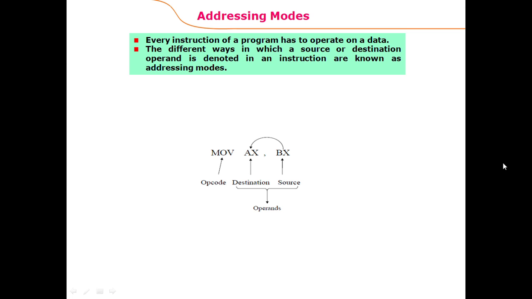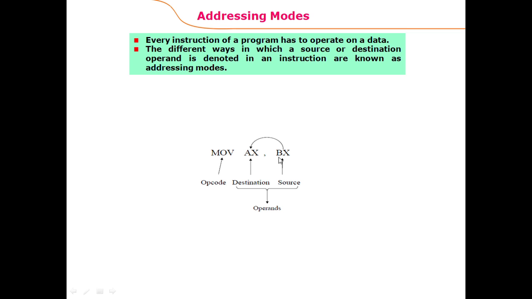define different ways to reach the data to be operated on by that specific instruction. The different ways in which a source or destination operand or data is denoted in an instruction are known as addressing modes. So for example, this is a move instruction. This is an assembly language instruction, which uses English alphabets to write instructions. So this MOV is the first three letters of the English word movement or move. It moves the data from one location to the other.